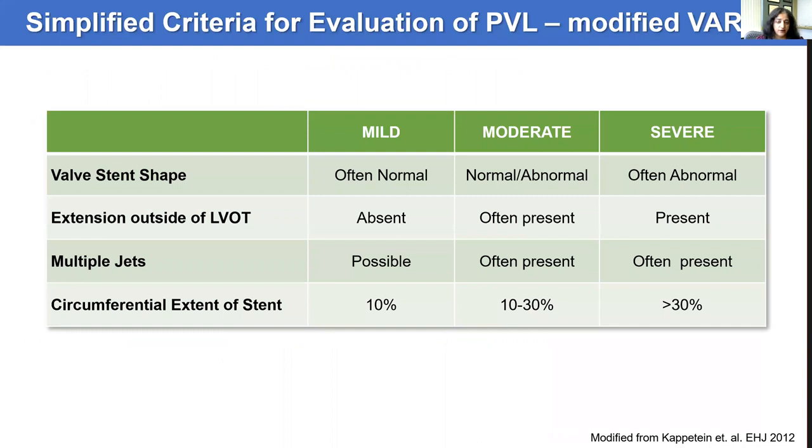And this is my simplified criteria for PVL in the cath lab, sort of a modification of the BARC-2 criteria. I look at stent shape, extension into the LVOT, the presence of multiple jets, and the circumferential extent of the stent.